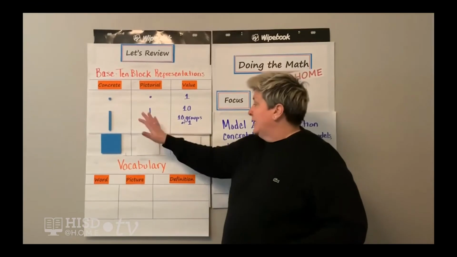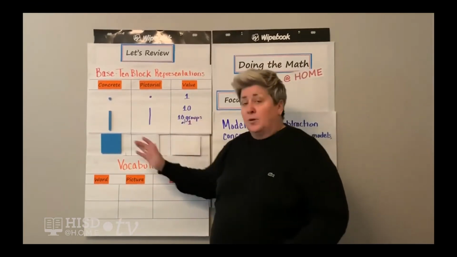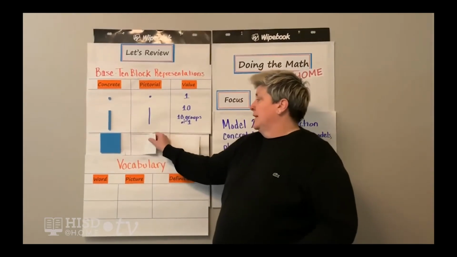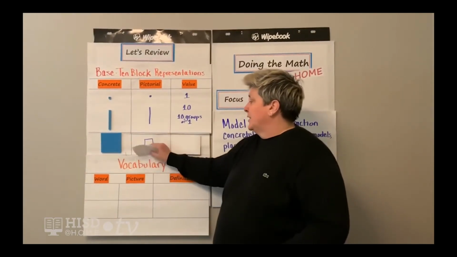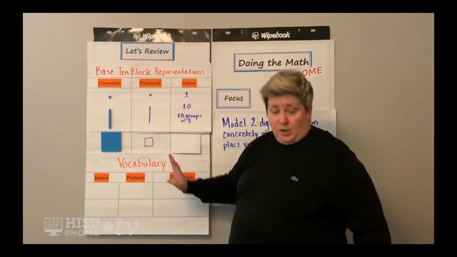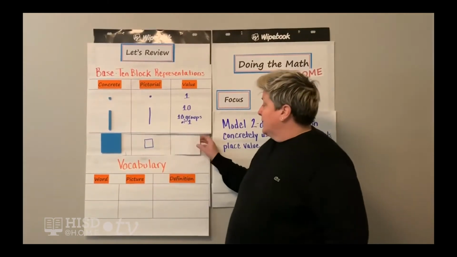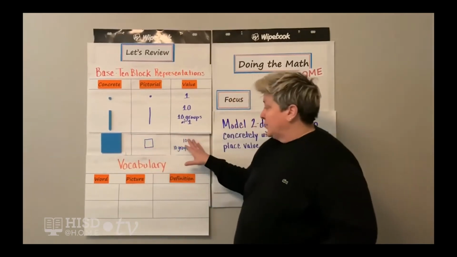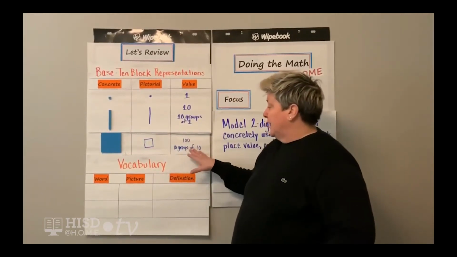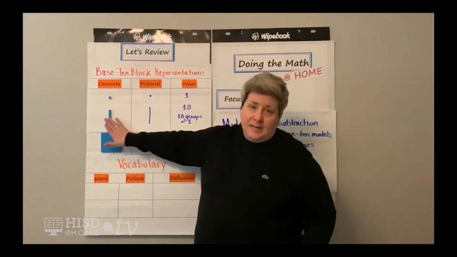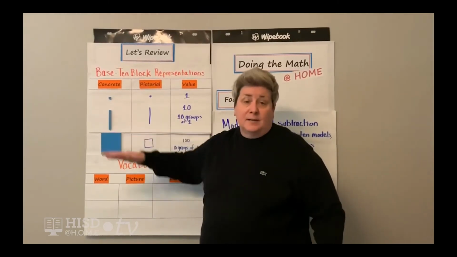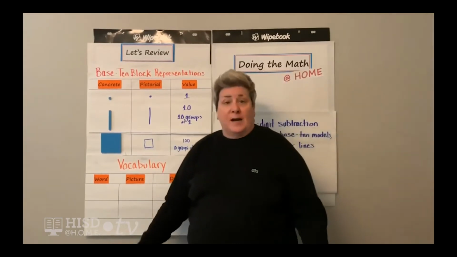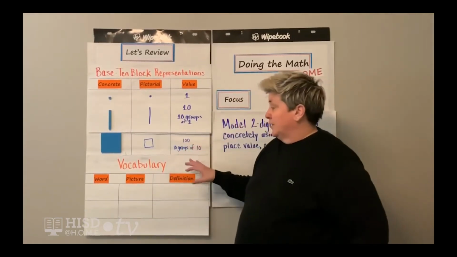And now that we have looked at the longs, let's go ahead and look at our flats. Our flats can be represented using a square. So I can just draw a square to represent my flats. And the value for my flat is 100, or it's 10 groups of 10. If I count by 10, 10 times, so skip counting by 10 ten times, I will get to a value of 100.